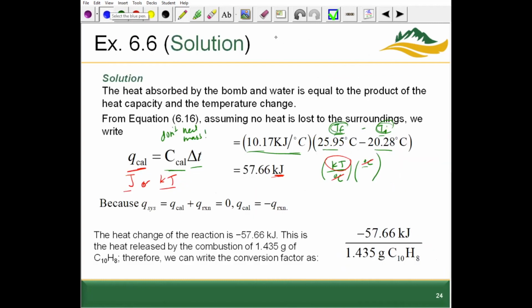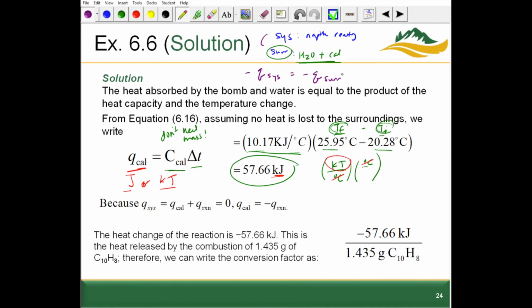Then let's figure out what is our system and what are the surroundings. So in the system, we know we have naphthalene that is reacting. In the surroundings now, we are looping in water plus the calorimeter. We just figured out the heat that's absorbed by water and the calorimeter. It's this many kilojoules. Now, as we connect these, we know that the Q of the system has to be the opposite sign of Q or heat of the surroundings. So opposite signs here.